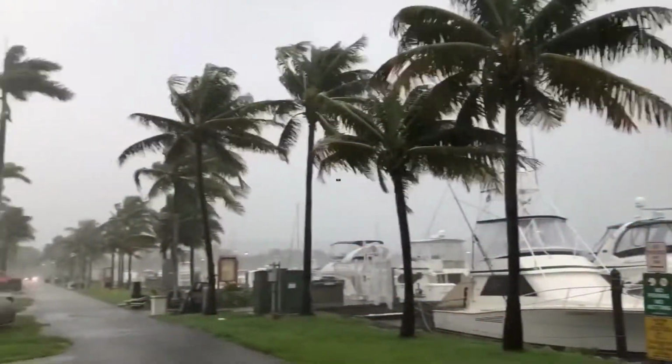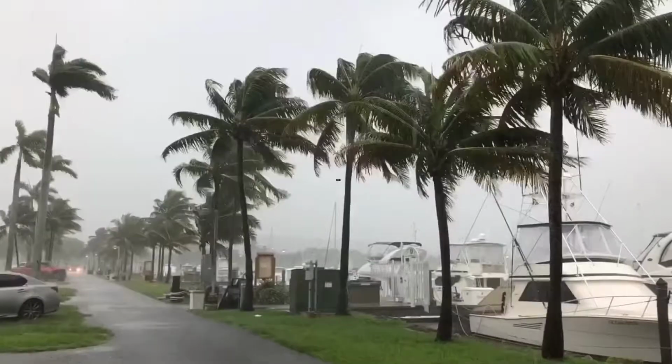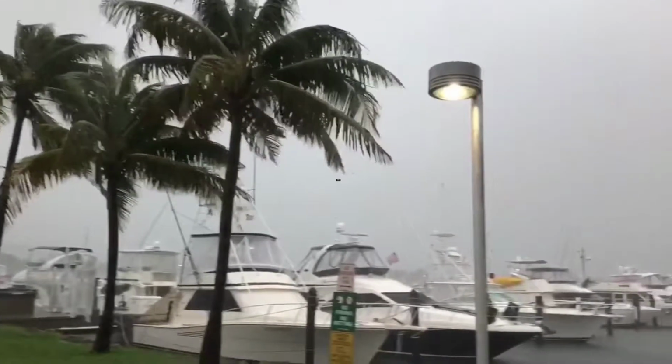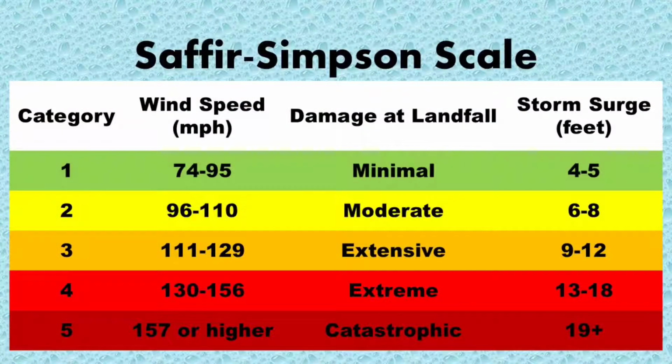In addition, the Saffir-Simpson Scale is what is used to measure the intensity of a hurricane and put them in different categories. As you can see from this table, the lowest category is a Category 1, where you have wind speeds of between 74 to 95 miles per hour, and the estimated damage at landfall would be minimum, and the approximate storm surge would be between 4 to 5 feet. And the highest stage would be a Category 5, where you have 157 or higher miles per hour for your winds. The damage at landfall is estimated to be catastrophic, with a storm surge of over 19 feet.